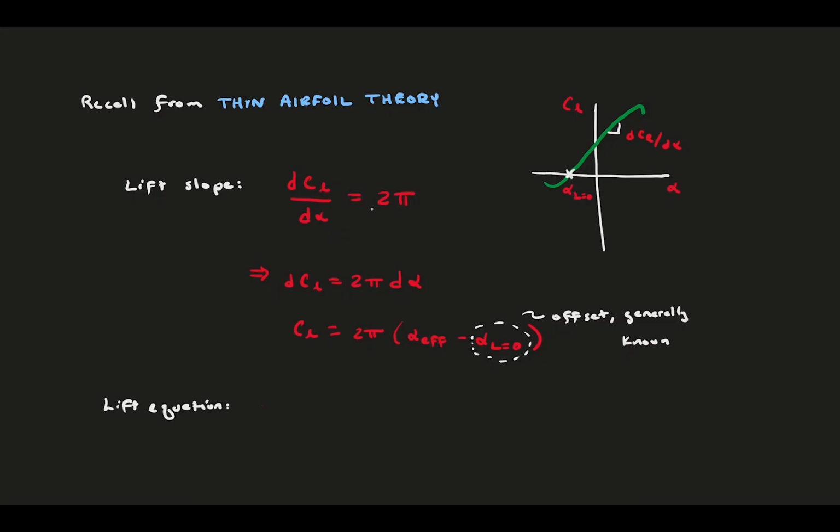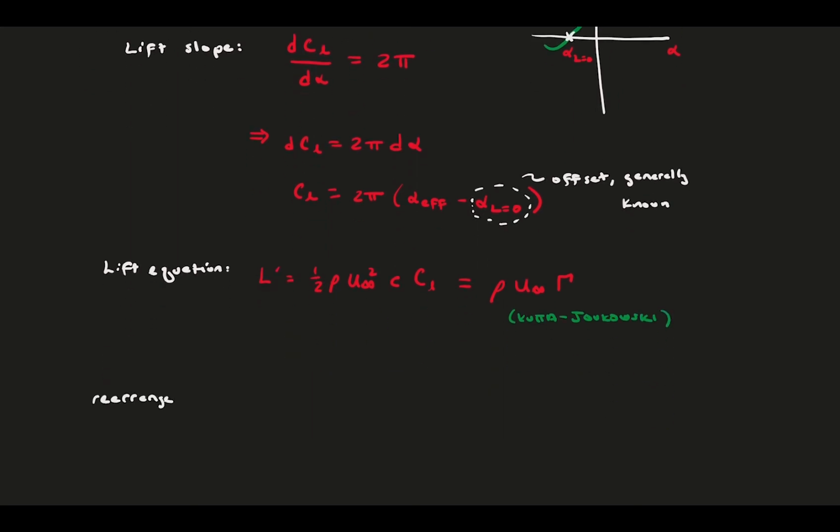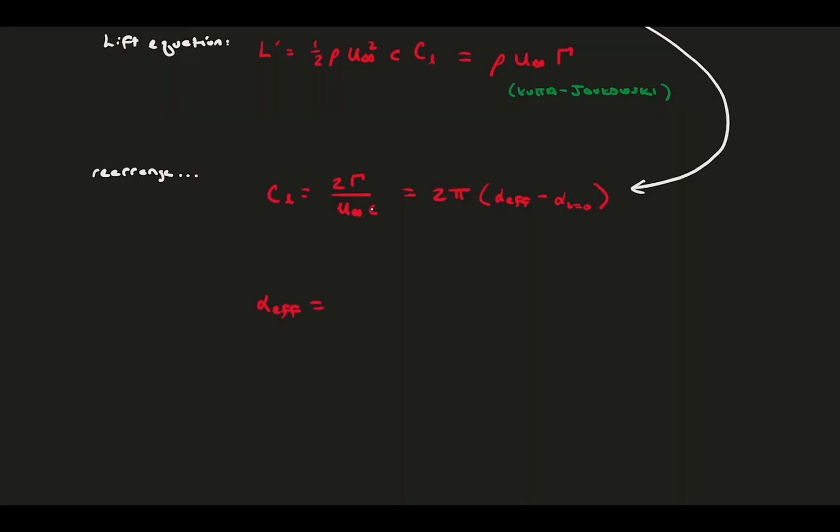Let's use the lift equation to get lift per unit span as a function of this lift coefficient, and Kutta-Joukowski tells us that the lift per unit span is a function of the circulation. Using all this information, we can rearrange to get the lift coefficient as a function of the circulation. We plug this back into the original equation for Cl, and we find the effective angle of attack as a function of the bound vortex strength distribution, gamma, which is still unknown.